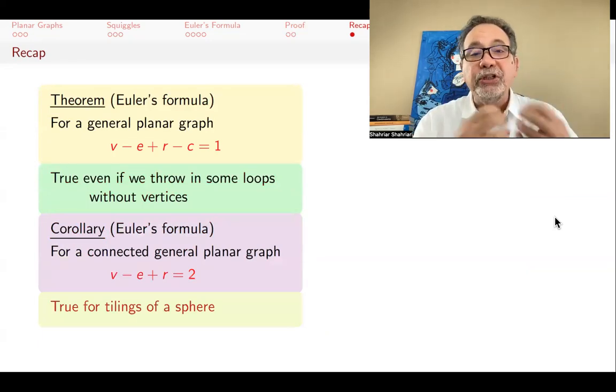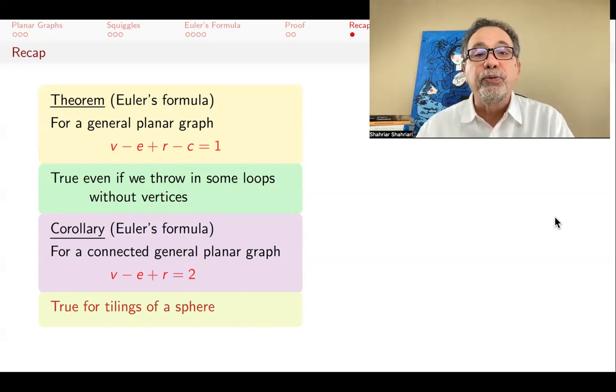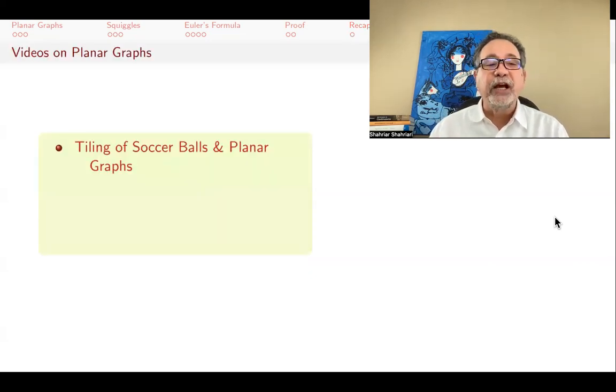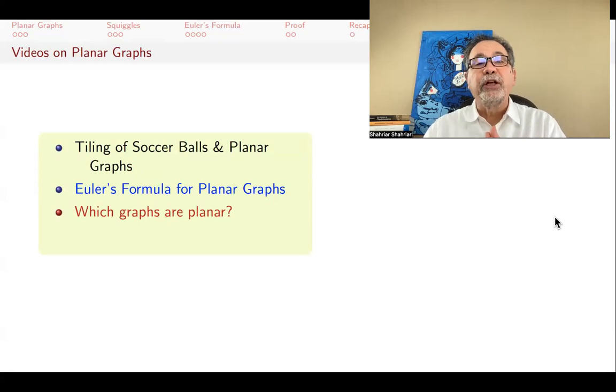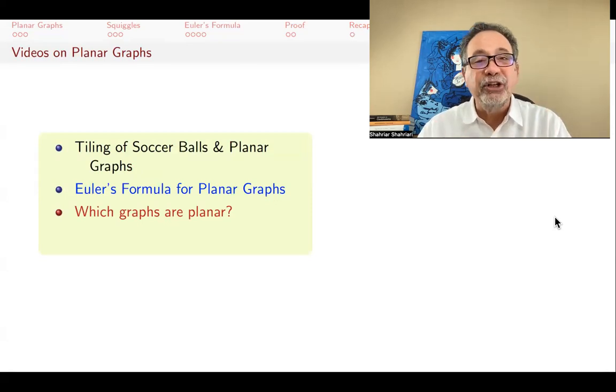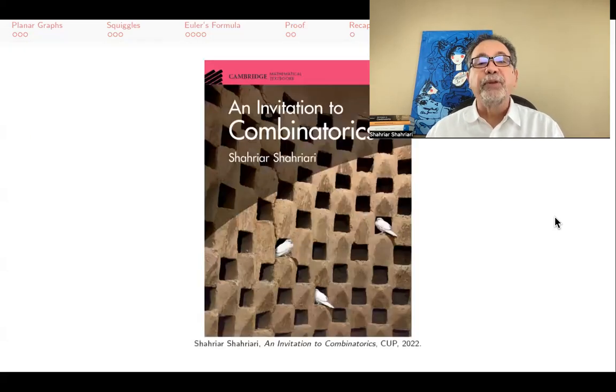I have a whole video on tilings of a sphere where I use V minus E plus R equals 2 to prove how you can tile a soccer ball. I have a previous video on tilings of soccer balls and planar graphs. This one was about Euler's formula. The next one is on which graphs are planar, where we use Euler's formula to come up with the necessary condition for planar graphs, and graphs on other surfaces is a subject of yet another video.